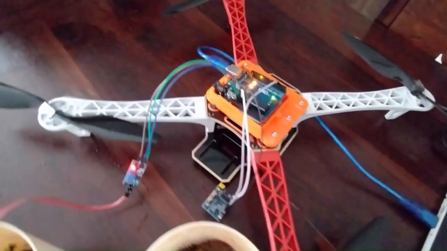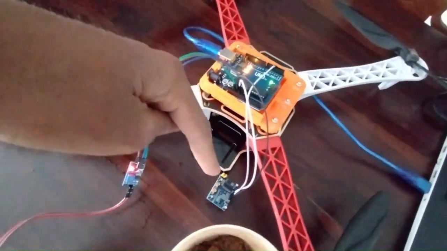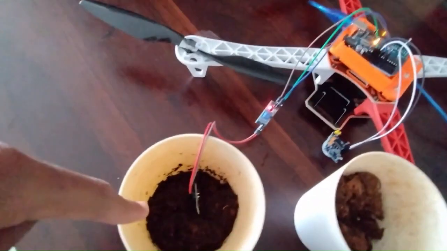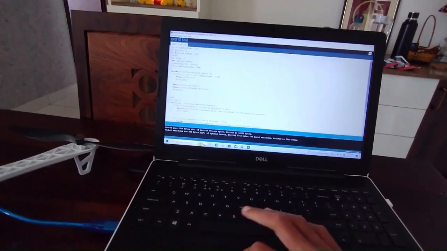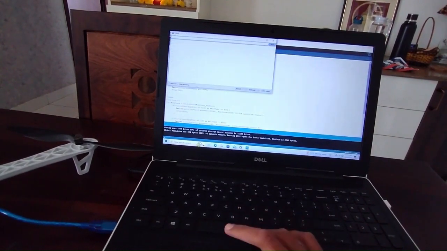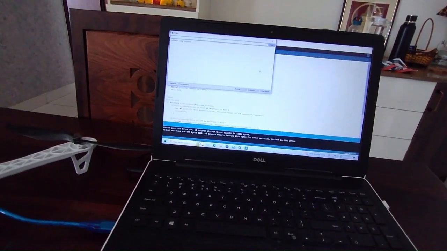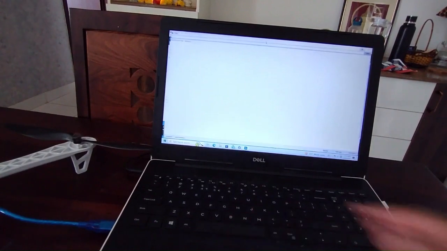Now here's my prototype: the microprocessor, the PIR sensor, and here is the soil moisture sensor, which is placed in wet soil, and dry soil is right here. Okay, now I'm going to be running the code and showing it for you today. As we can see, the sensor is calibrating.